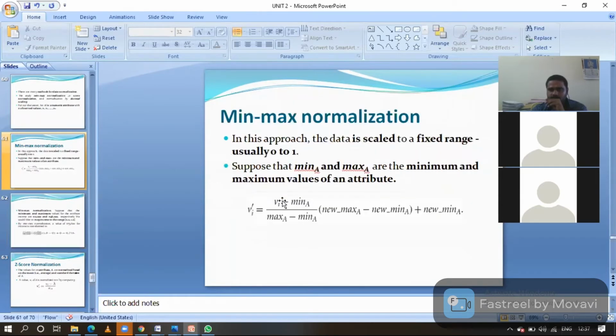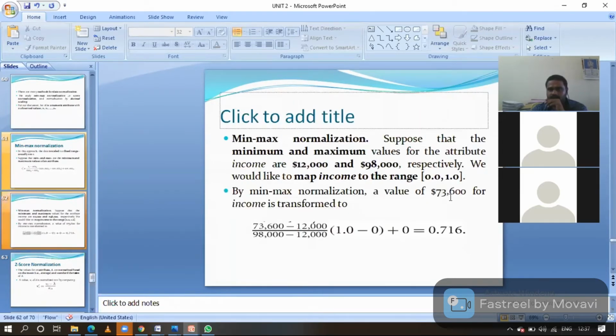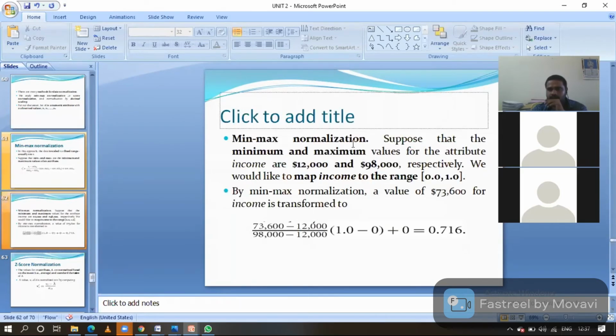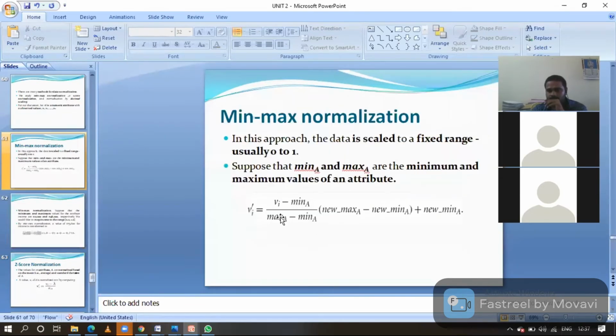What is the formula here, guys? VI, the value we are going to convert, is 73,600, minus the minimum value of the old range, that is 12,000. So 73,600 minus 12,000. Coming to the denominator, that is max A minus min A.